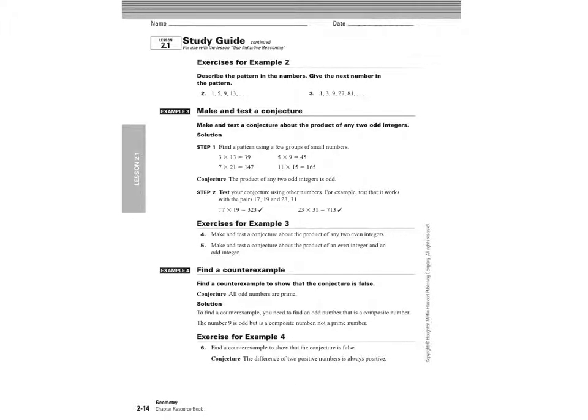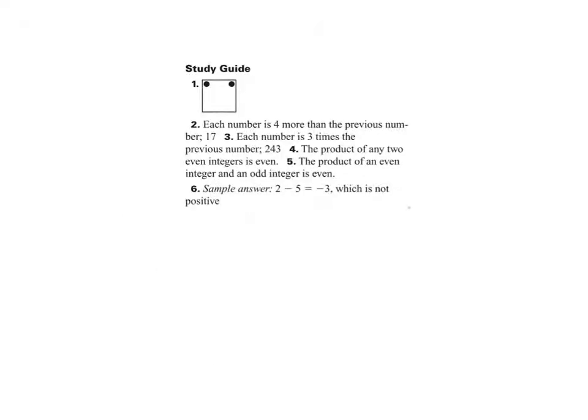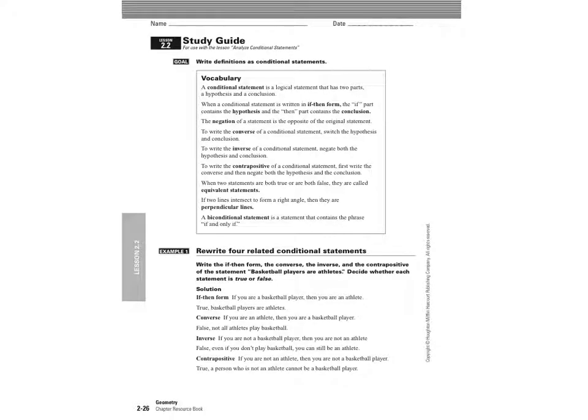So that's it from 2.1. Pattern and true-false. And again, if it's false, give me the counterexample. The counterexample could be a picture. From 2.2, and again, all of these study guides have the answers on the last page. From 2.2, this is where you need to know all of these vocab words that are in this box.